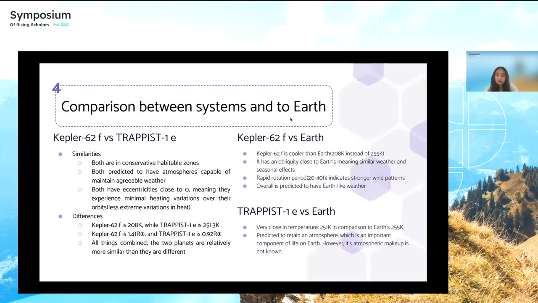TRAPPIST-1e is very close in temperature and is predicted to retain an atmosphere, which is an important component of life on Earth. However, its atmospheric makeup, or the gases in its atmosphere, is not yet well known.